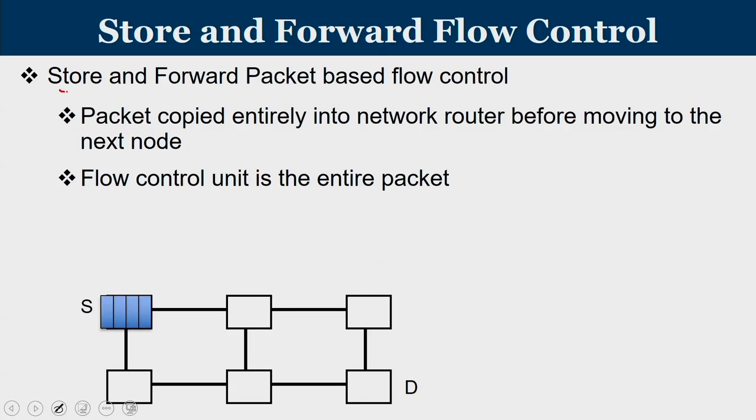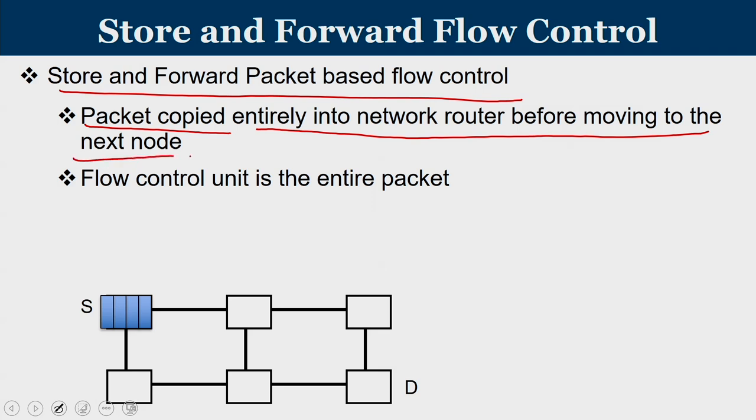So, store and forward packet based flow control is the conventional one used in traditional computer networks. In this case, the packet is copied entirely into the network router before moving to the next node, and the flow control unit is basically your packet. So, the entire packet moves from one router to the next router. Only after successfully receiving the entire packet is it forwarded to the next downstream router. So, consider the case wherein you have to send a packet which consists of 4 flits from S to D.